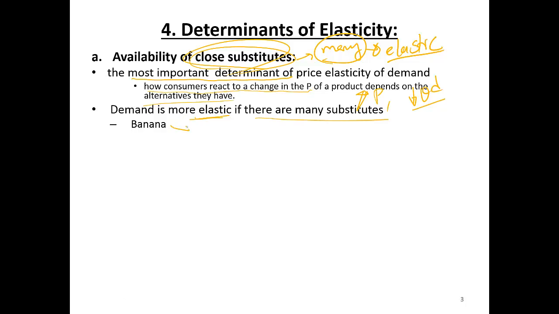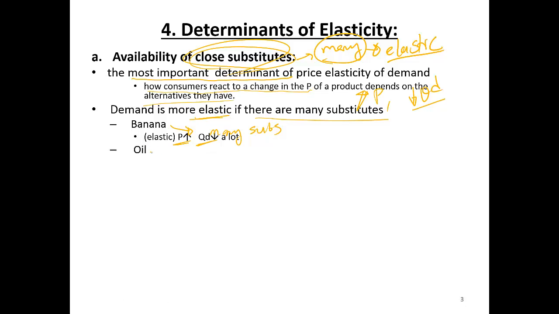Banana, how would you classify banana? Does it have a lot of substitutes? Yes, many substitutes. So it's going to have elastic demand, which means if you increase the price of bananas, quantity demanded drops, I'll just eat apples. I'm not going to die if I don't eat bananas.